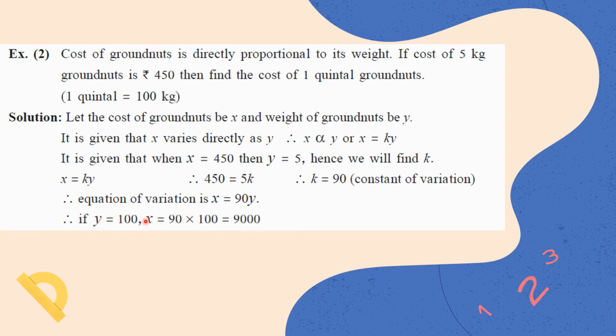So now if Y is equal to 100, we have to find out the value of X. That means for 1 quintal, how much will be the price? That means for 100 kgs, what will be the price? So in place of Y, we'll substitute 100. So X is equal to 90 into 100, which is 9,000. Therefore, the cost of 1 quintal groundnut is 9,000 rupees.